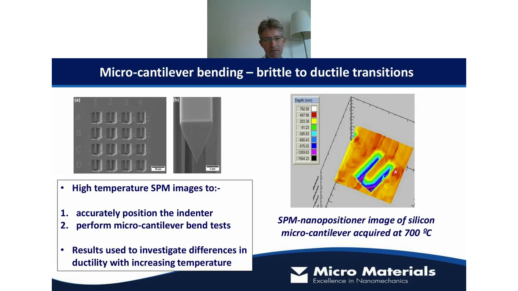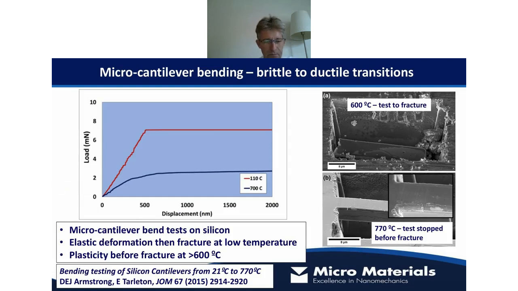It's not subject to any thermal influences, and you can use that image to precisely target where you want to put your deformation, so you can bend right at the edge of that cantilever if you wish. And they've done that, for example, to look at changes in ductility as a function of temperature, changes in yield stress. So these are results quite a long way above and below the brittle-ductile transition in silicon.